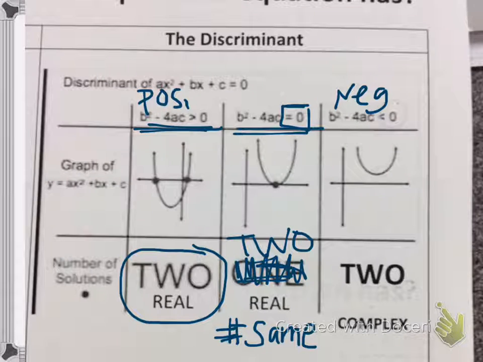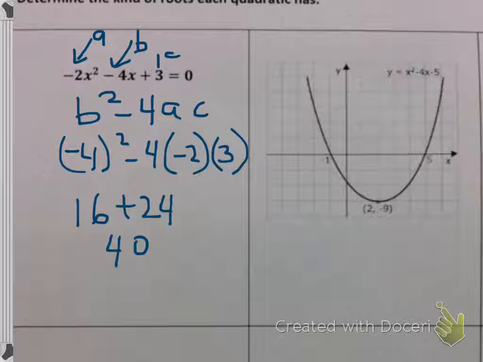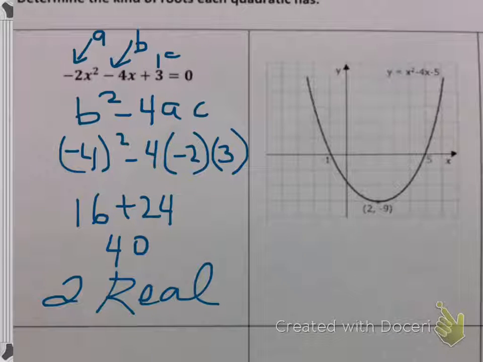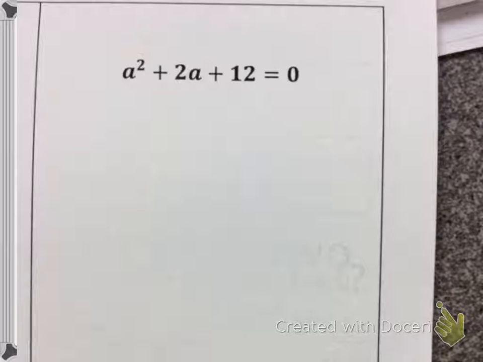So I'm going to go back and look at my chart here. I see that my number is positive because b squared minus 4ac was greater than 0. So I have 2 real solutions. So that's my answer for today: 2 real solutions. Okay. Let's look at the next one.